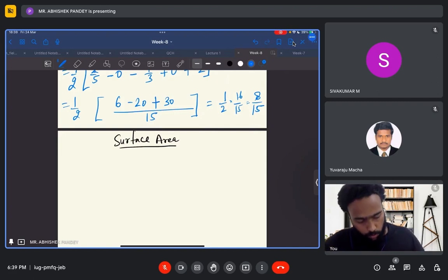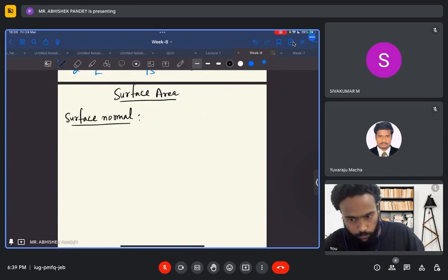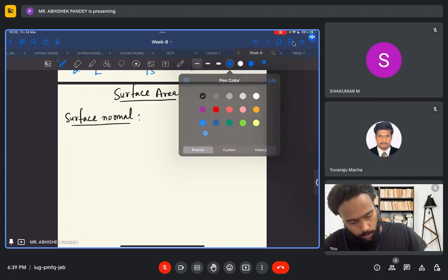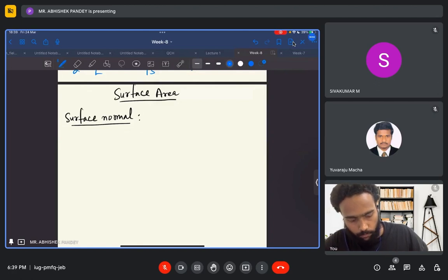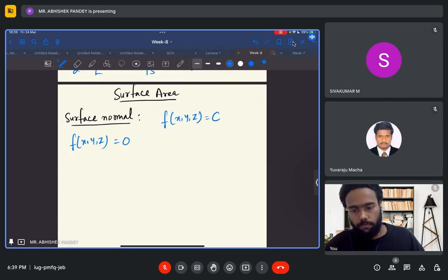Okay. So first, we need to see what we mean by surface normal. So what you do? Consider a surface. Let us say f of x comma y comma z is equal to c, or we can write it as f of x comma y comma z is equal to 0. Just take c here, and then again it is a function f of x y z. So this is your surface.